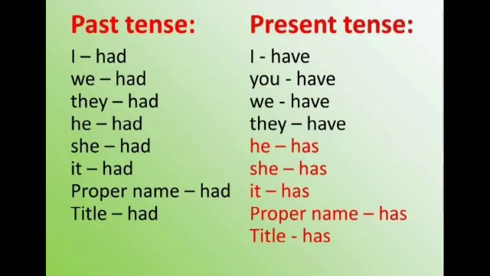Now here we can see the difference in past tense and present tense, means when to use had, have and has. For past tense, I had, we had, they had, he had, she had, it had, or a name then had. A title also we can use for past tense with had, whereas for present we have to use have for I, you, we and they, and for he, she, it we have to use has.